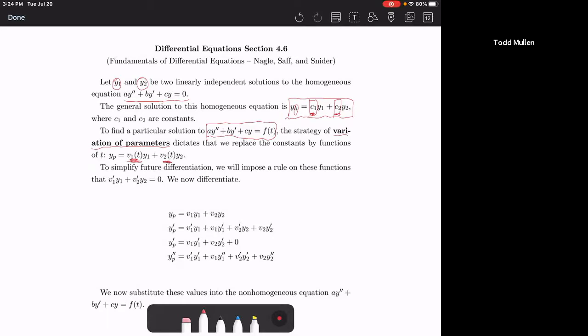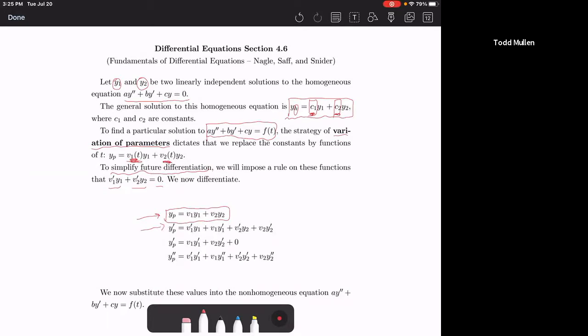Now, we're going to impose some rules on these functions v1 and v2. Particularly to simplify future differentiation, we will impose a rule that v1 prime y1 plus v2 prime y2 is equal to 0. And you'll see how that simplifies things for us. So now let's get to work. We have that y sub p, which is going to be our variation of parameters solution to the non-homogeneous version of the equation. Yp is equal to, exactly as we defined it, v1 y1 plus v2 y2.